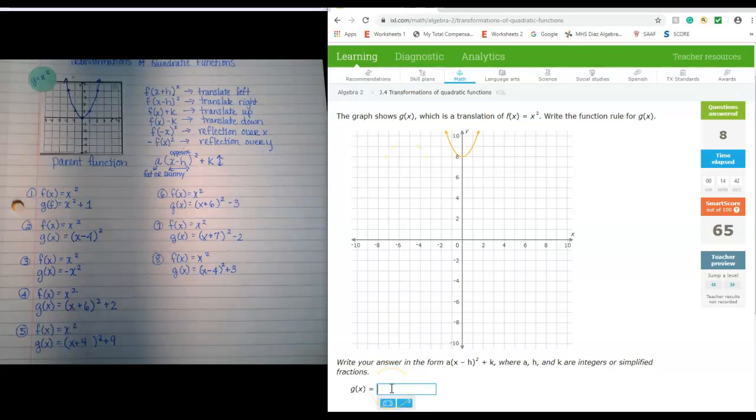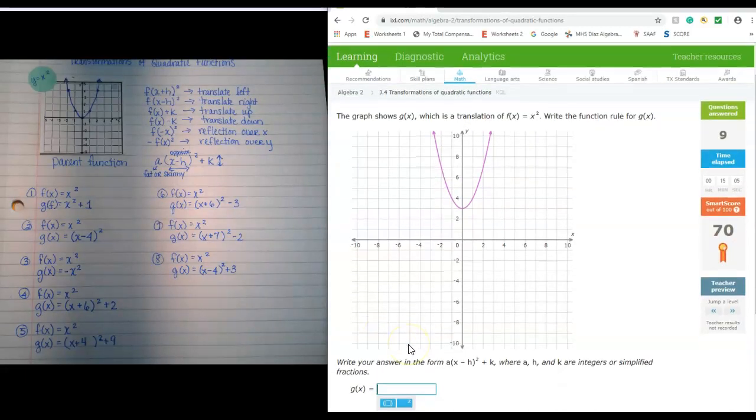So what we know is that this function did not move left or right. So all I need is the parent function first. Okay, but what did it move? It moved 8 units up. So the parent function just moved 8 units up, but did not move left or right.